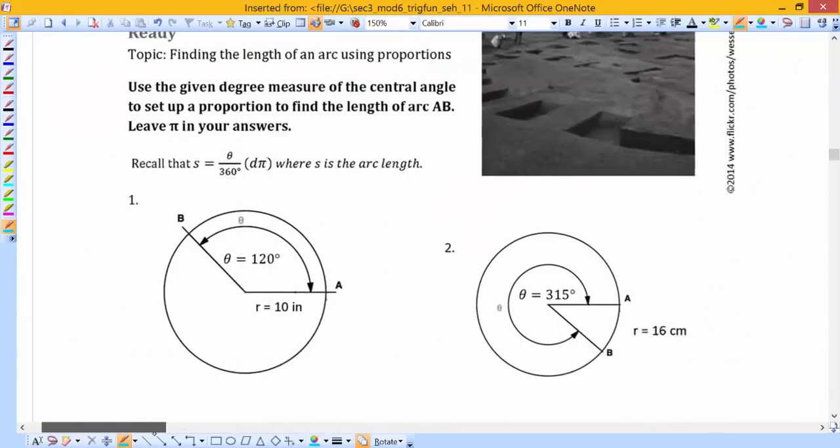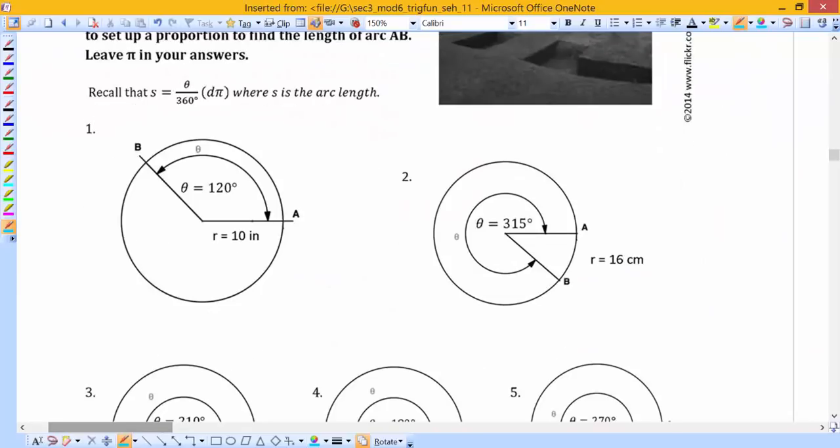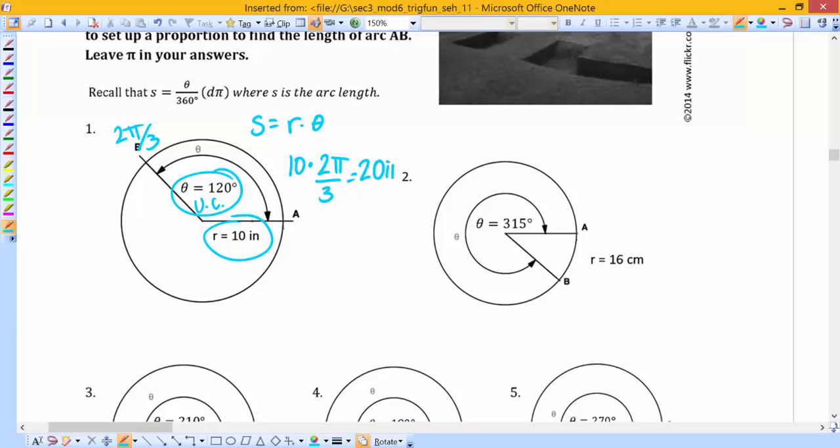Now what's nice with the problems in your homework, 120 degrees, well guess what? That's on your unit circle. So if I go to 120 degrees on my unit circle, I see that the radian measure is 2 pi over 3. So if I use r times theta, theta's in radians, this is the same as 2 pi over 3. That's my other theta. My radius is 10. This is 10 times 2 pi over 3, which is 20 pi over 3.